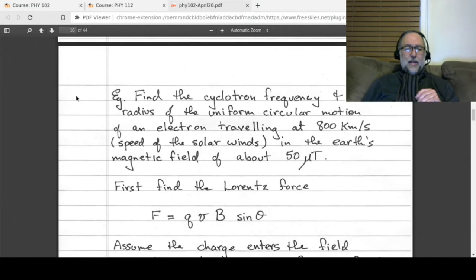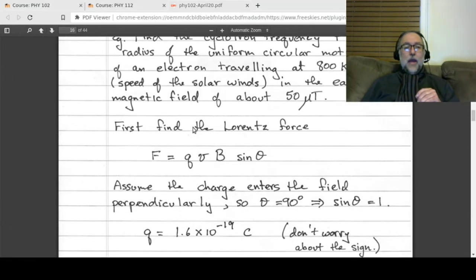The first thing is, let's find out the Lorentz force. And now we're going to use this form of the Lorentz force, because this is the one that's more appropriate for charged particles. So we've got QVB sine theta, and we're just going to plug in the numbers.